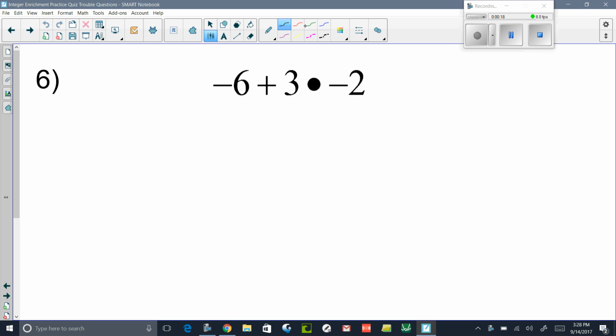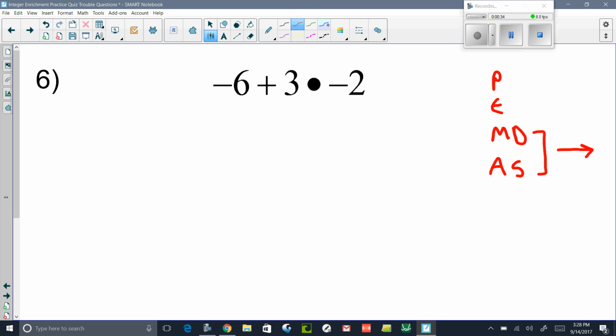I think this just goes back to using the order of operations correctly. We have to remember that we're dealing with parentheses, exponents, multiplying and dividing are on the same level, and adding and subtracting are on the same level. Both of these are done left to right.